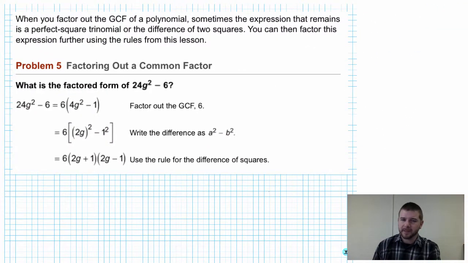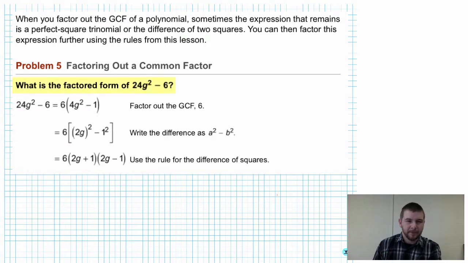Don't forget, anytime you begin to factor a trinomial, or in this case a binomial, any polynomial, you should always consider whether there's a greatest common factor that can be factored out of all terms. When you factor out the GCF of a polynomial, sometimes the expression that remains is a perfect square trinomial, or the difference of two squares. You can then factor this expression further using the rules from this lesson.